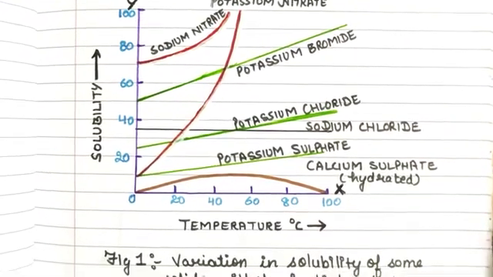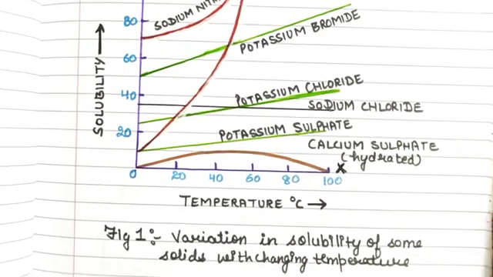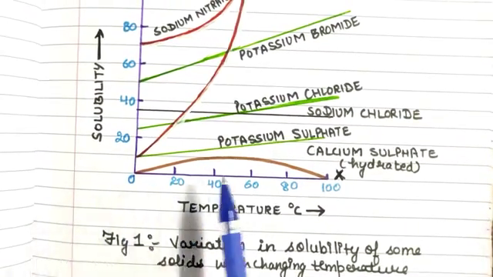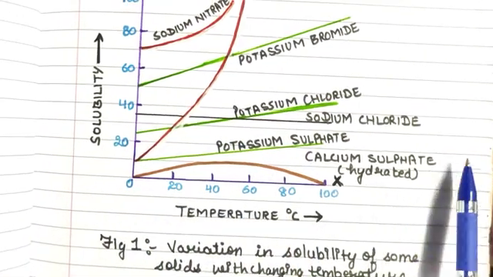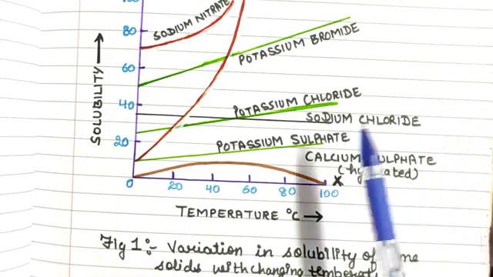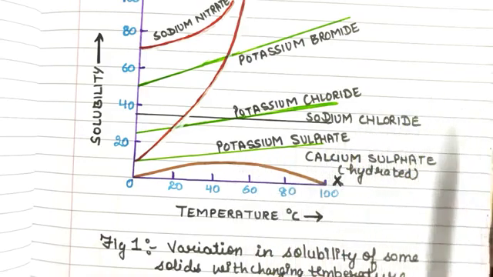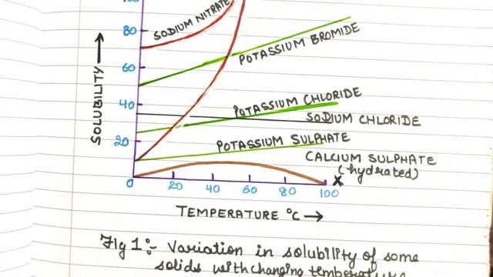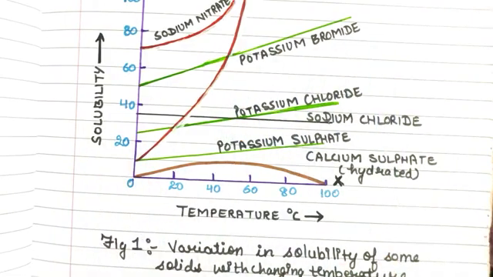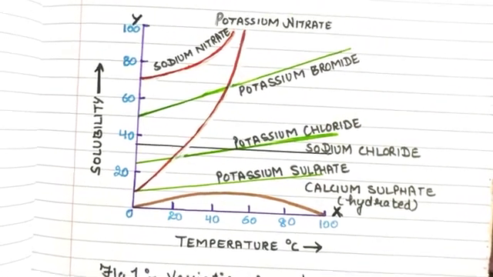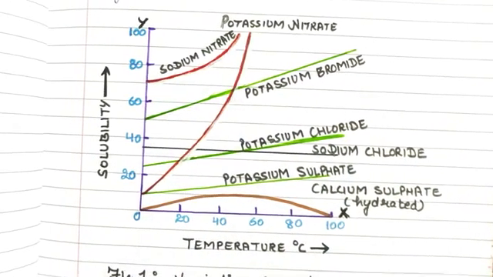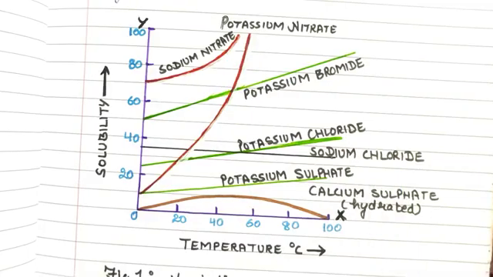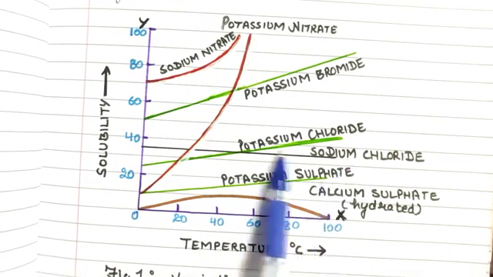Here you can see in this figure, it is showing the variation in solubility of some solids with changing temperature. In this, the substances like sodium nitrate, potassium bromide, etc. show considerable increase in their solubilities with rise in temperature, as you can see here. And the solubility of sodium chloride increases only a little with increase in temperature. This line is showing.